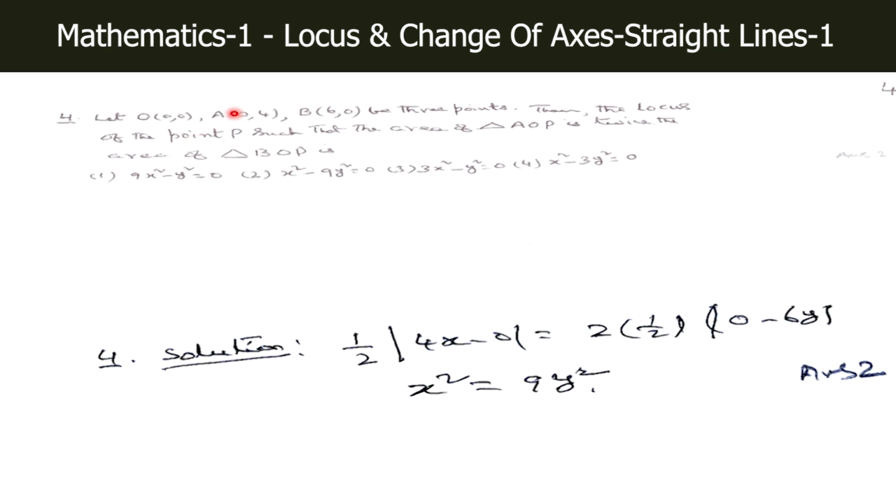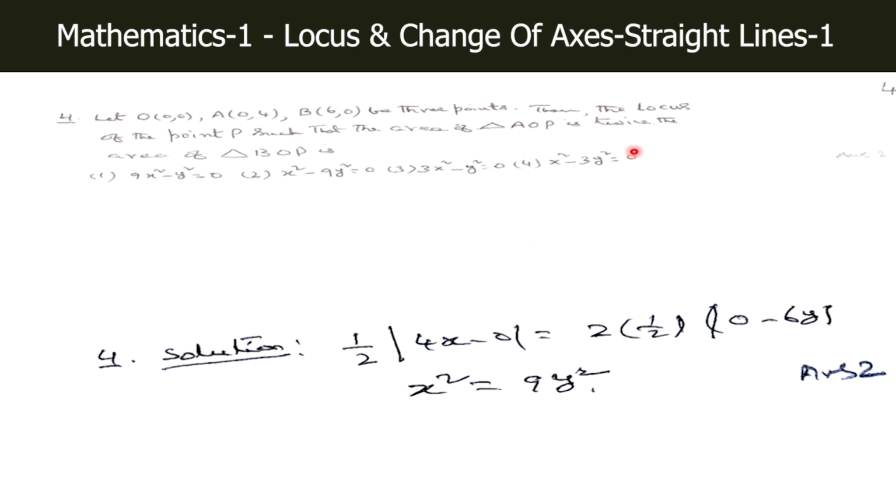Question number 4. Let O(0, 0), A(0, 4), B(6, 0) be 3 points. Then the locus of the point P such that the area of the triangle AOP is twice the area of the triangle BOP is: 9x square minus y square equal to 0; x square minus 9y square is equal to 0; 3x square minus y square equal to 0; x square minus 3y square is equal to 0.